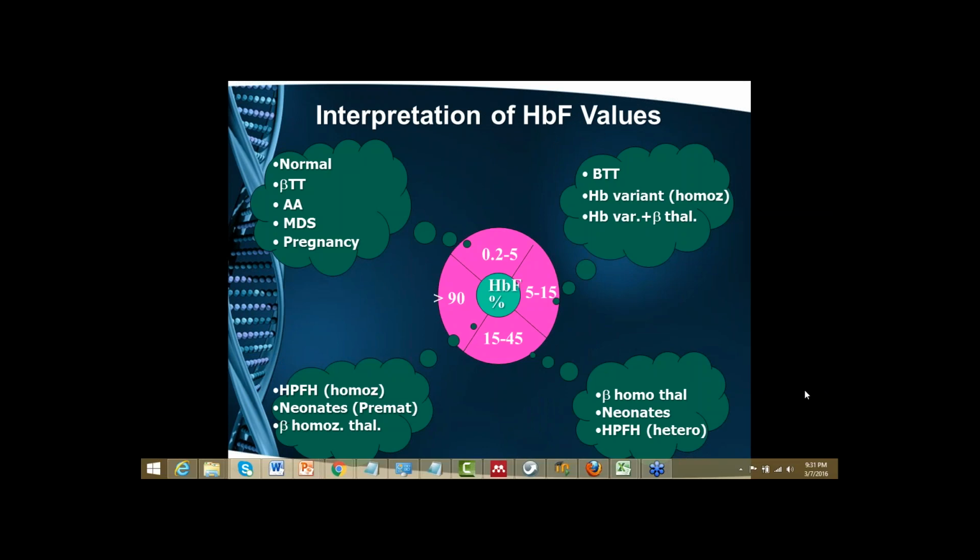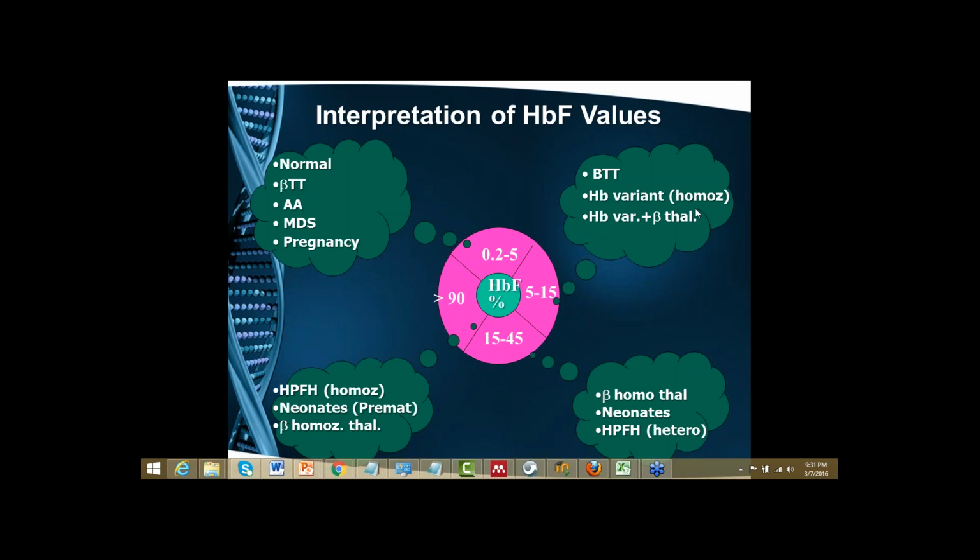So whenever there is an HbF value which is high, there are certain things that should come to our mind. If HbF is less than 5%, it could be normal, up to 2%. In pregnancy, we can see an HbF value of up to 5%, which is normal, no need to worry. It can be raised in some cases of MDS and aplastic anemia.